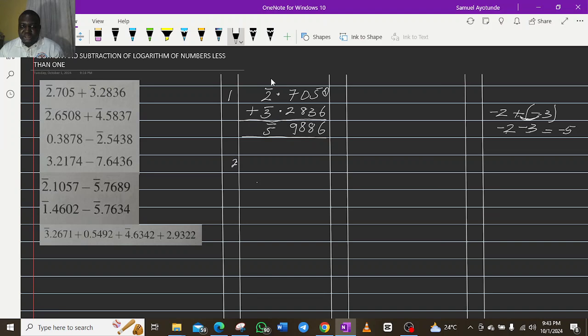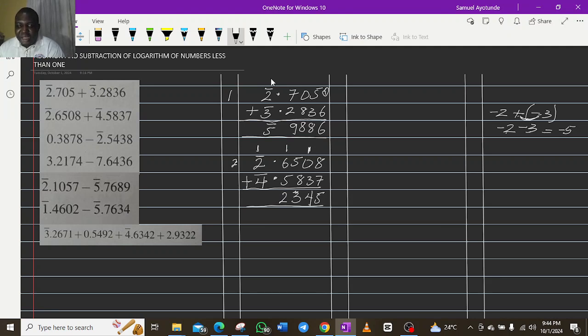The second one is 2 bar 0.6508. Like I said, the points must align. Then we have 4 bar 0.5837. So we want to sum this up. If I sum this up, 8 plus 7 is 15. So there's a remainder 1, so we'll put it up here. 1 plus 0 plus 3 will give 4. Then 5 plus 8, that is 13. We write 3, then we keep the remaining one here. 1 plus 6 plus 5 will give 12. Then we have a remainder 1, which is here.